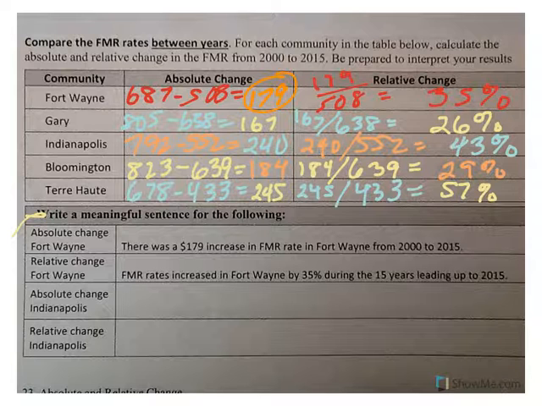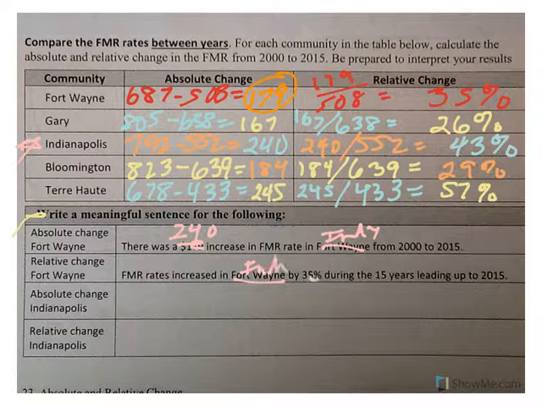Okay, so we're talking about Indianapolis for our meaningful sentences. Well, the absolute change is 240. So that means there was a 240 increase in fair market rental rate in Indianapolis from 2000 to 2015. That's what it was. The value increase, what are you talking about, who are you talking about, and over what time span? When you're talking about relative change, they increased in Indy by 43% during the 15 years leading up to 2015. Or you could say between 2000 and 2015. Any of those would work.